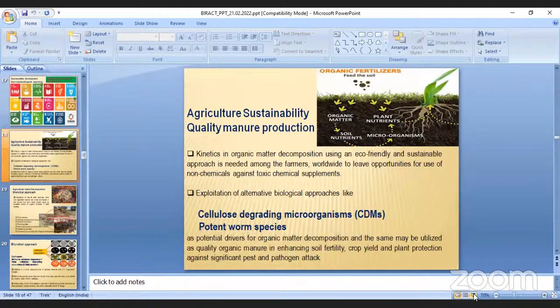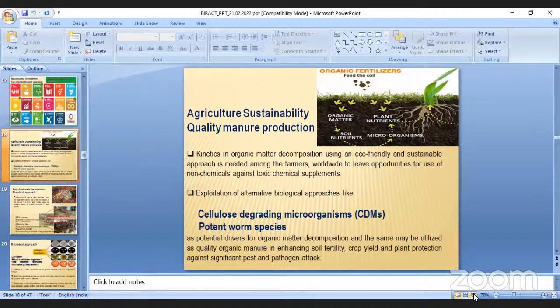So now, what can we do for agricultural sustainability? I have already mentioned that nutrients are needed for normal growth, development and reproduction activities of the plants. But we are now developing strategies to introduce some non-chemical, biological or sustainable approaches for providing nutrients to the plants.